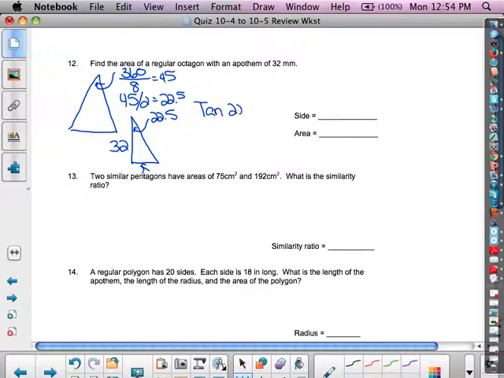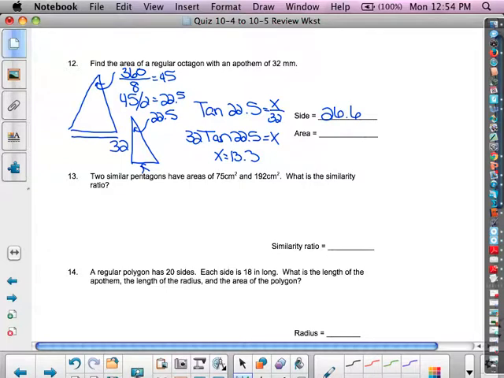Tangent of 22.5 is equal to x over 32. Multiply both sides by 32. I get 32 times tangent of 22.5 equals x. And that gives me x is equal to 13.3. Now remember, x is only half the length of this side, so you have to double it in order to get that whole length. So the side is 26.6.